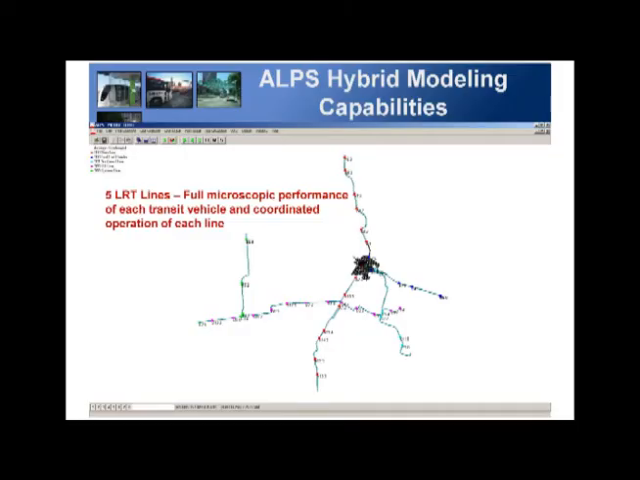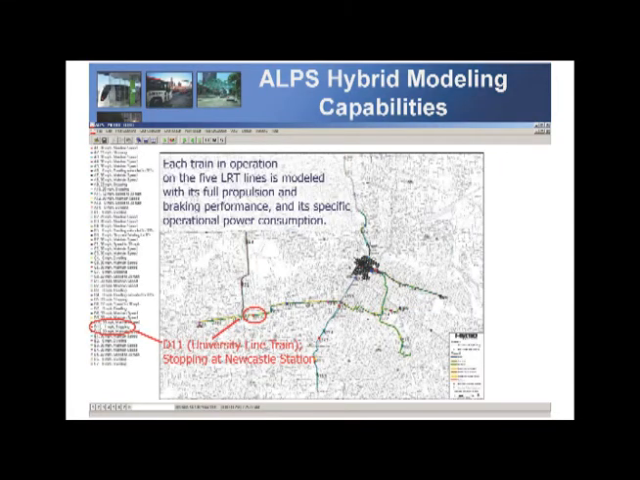Another demonstration of that hybrid that I did after we built the downtown model was I added into the same model all of the future five light rail lines in their full performance. The next graphic shows, for example, at 7:25 in the morning, the D11 train was stopping at the Newcastle station. And so this model is able to look in a hybrid way, with some more mesoscopic general processing and some very detailed microscopic processing in the same tool, a hybrid.